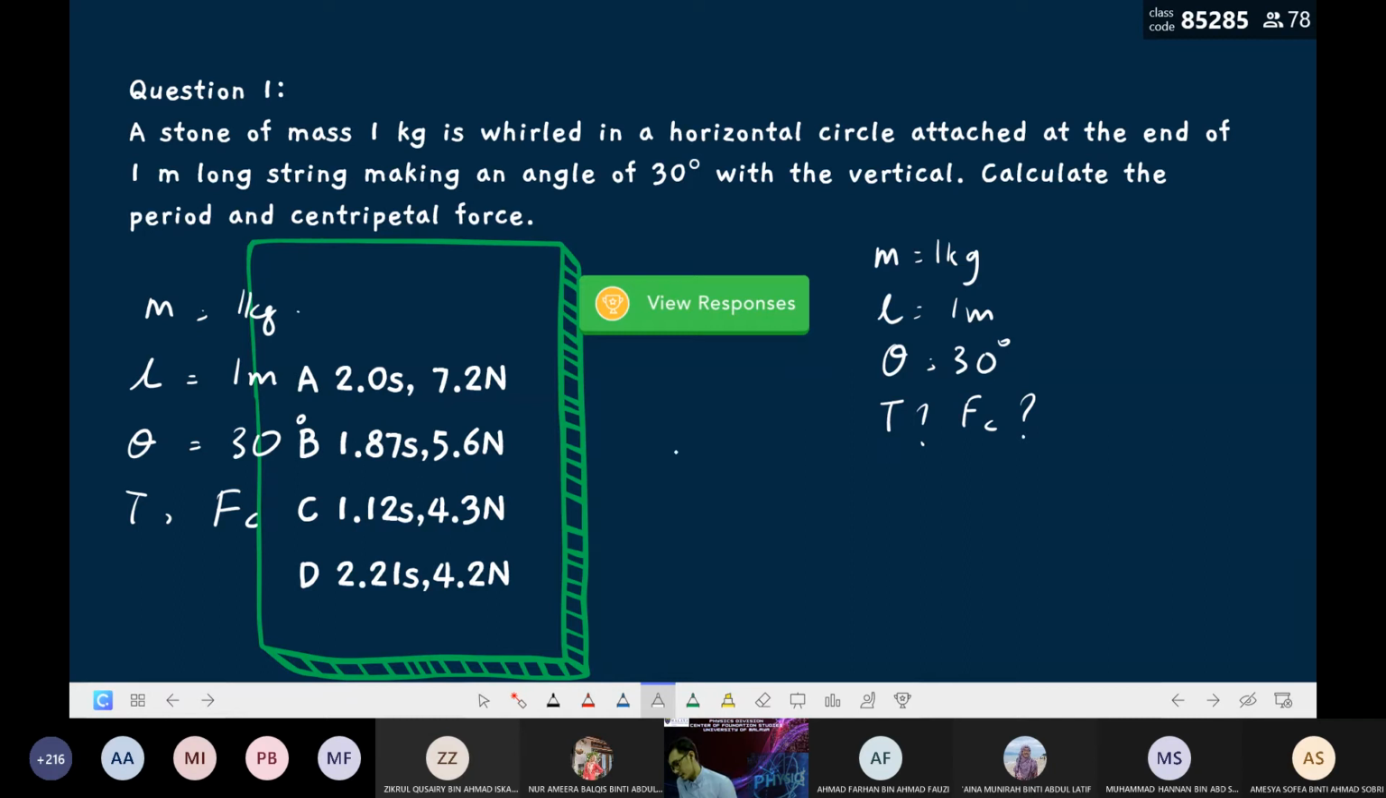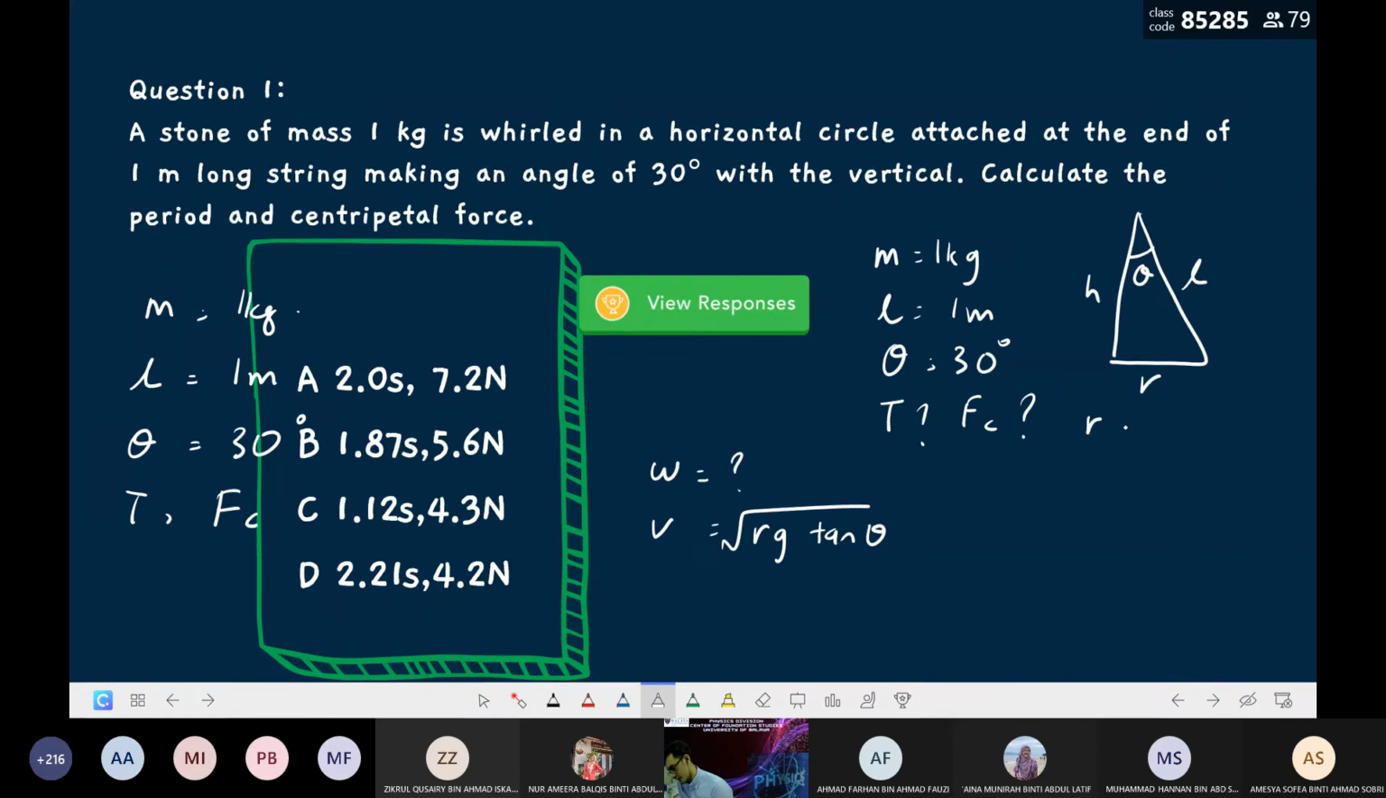Okay, kat sini dia nak period dulu, T. Jadi kita boleh kira omega berapa. Okay, and then omega datang daripada V. Then V is equal to square root RG tangent theta. Radius kita tahu, we will form a triangle here, ada theta here, and then we have length, we have the h, and then we have the radius. Jadi length sin theta sama dengan radius. Jadi radius adalah 1 sin 30. So radius is equal to 0.5.